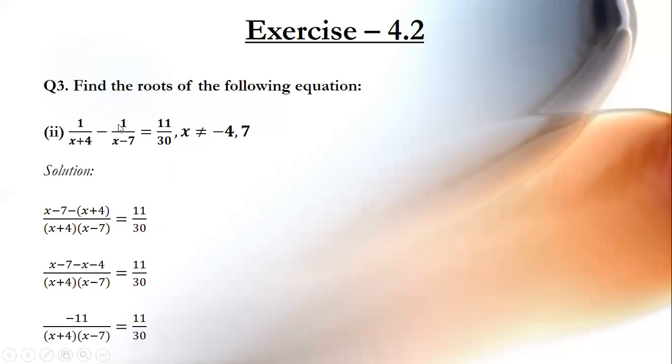So taking LCM over here, the denominators themselves are the LCM. So the numerator will be (x minus 7) minus (x plus 4). When we solve, x minus 7 minus x minus 4, by (x plus 4) into (x minus 7), is 11 by 30. x and minus x will get cancelled. We'll be left with minus 11 by (x plus 4) into (x minus 7) equal to 11 by 30. Now, 11 and 11 will get cancelled. We'll be left with minus 1 over here.